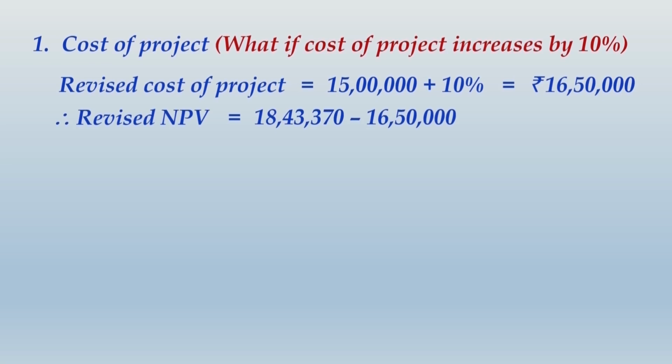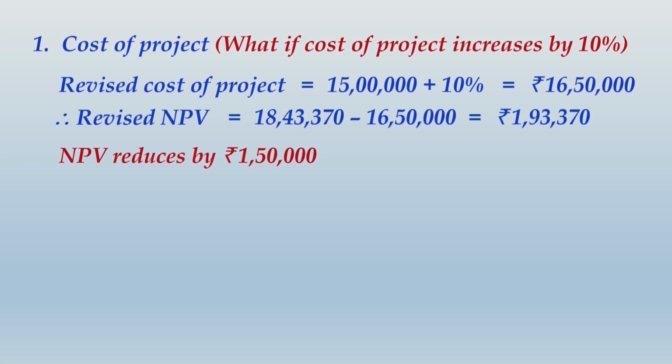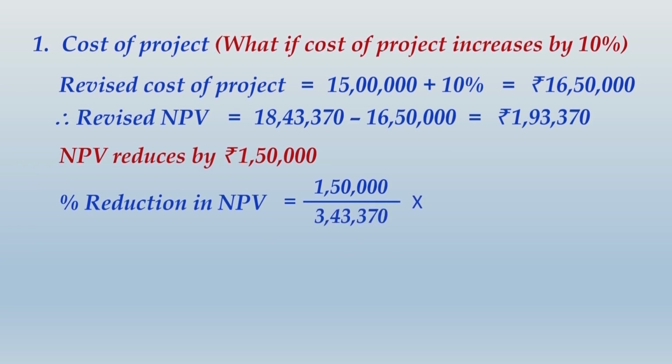Revised NPV will be 18,43,370 minus 16,50,000. That is to say that your PV of inflow remains same. What has changed is the PV of outflow, and now the resulting NPV with this change is 1,93,370. Compared to the original NPV, this NPV reduces by 1,50,000. So if you want to find the percentage reduction in NPV, you take 1,50,000 divided by 3,43,370. This was the original NPV that you got, and this is the amount by which NPV got reduced.